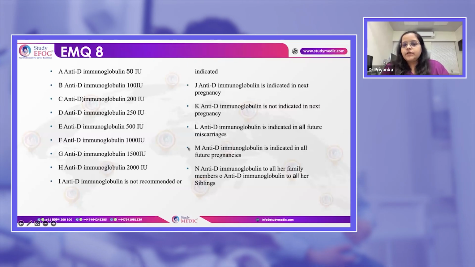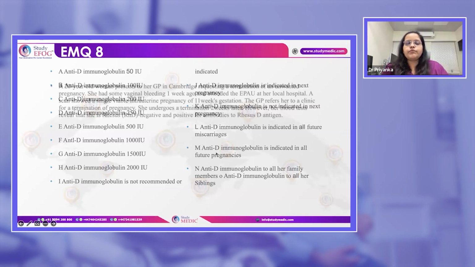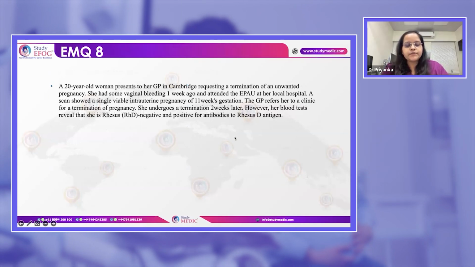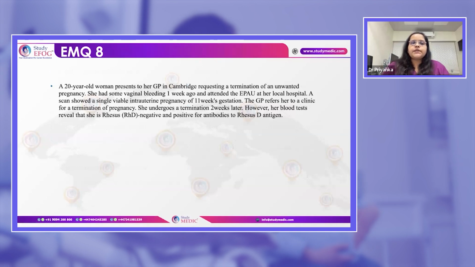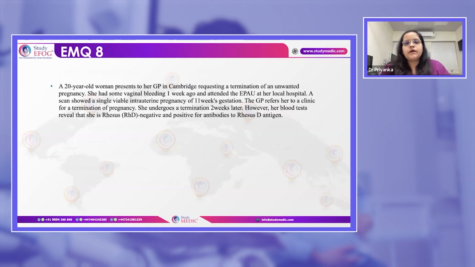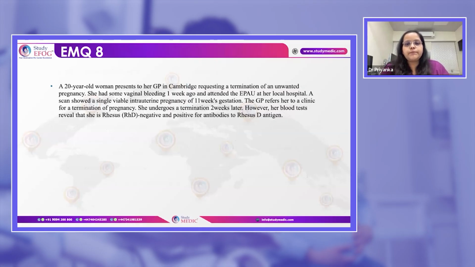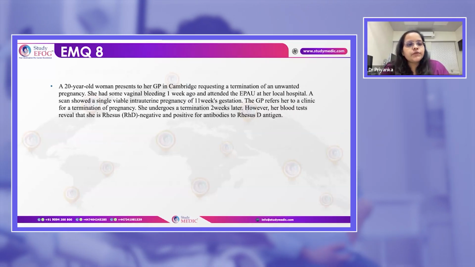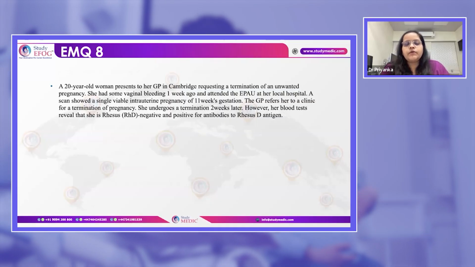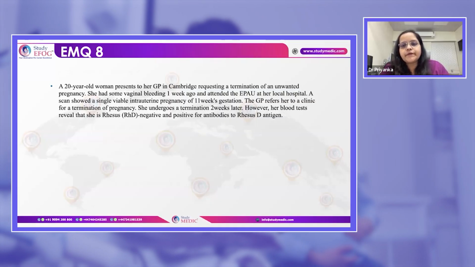Now here are the different anti-D doses given, and we need to select what dose or what can be the management for this patient. So this patient is a 20-year-old woman. She comes to the GP and asks for a termination of pregnancy because she had vaginal bleeding 1 week back. It shows that it's an 11-week pregnancy. She was referred for termination of pregnancy, and she undergoes termination 2 weeks later.